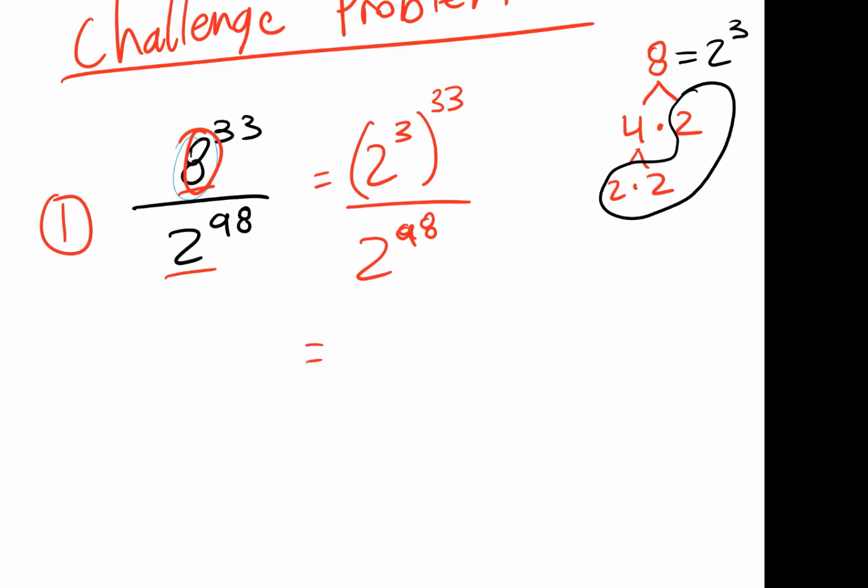So now the next step is to take care of the parentheses. When you have 2 to the 3rd raised to another power, all you do is multiply the exponents. So you're going to multiply 3 times 33. Angelina, what is 3 times 33? 99. Yes, you're right. So you get 2 to the 99 over 2 to the 98. So, Gael, what's the answer? 2 to the power of 1, because 99 minus 98 is 1. That's it.